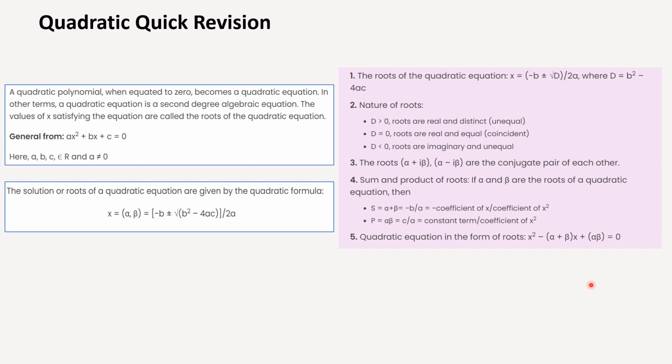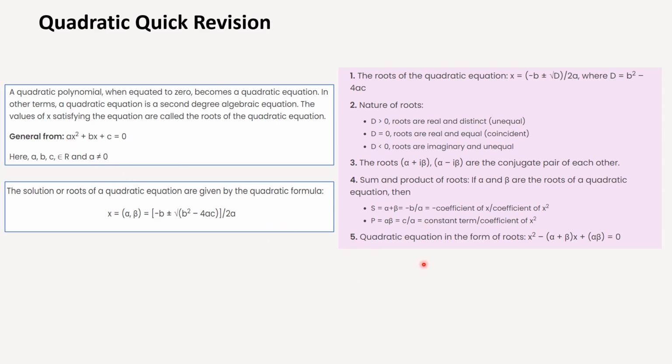Next, find the sum of roots and the product of roots. Sum of roots is basically minus b upon a. So we find the coefficient of x as b and the coefficient of x square as a, then we put minus b upon a. That gives you the sum of roots. And to find the product of roots, we simply do c upon a, where c is the constant term and a is the coefficient of x square.